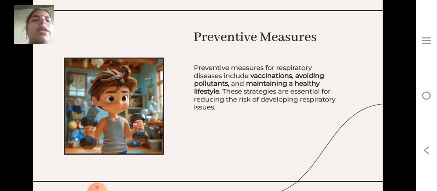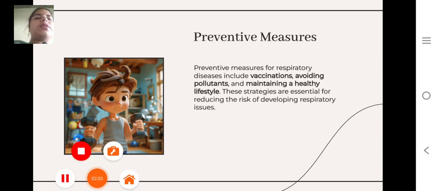Preventive measures. The preventive measures for respiratory disease include vaccinations, avoiding pollutants, and maintaining a healthy lifestyle. These strategies are essential for reducing the risk of developing respiratory issues.